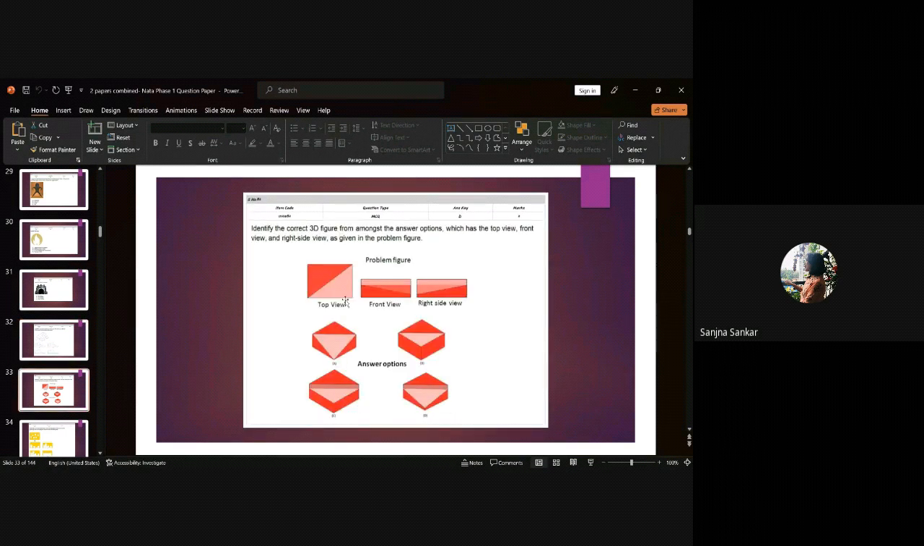Next, identify the correct 3D figure from amongst the answer options which has the top view, front view, and right side view as given in the problem figure. So here in the problem figure we see the top view, front view, and right side view. We are asked to find the correct 3D figure. The correct option is D, which shows the top view, front view, and right side view given.